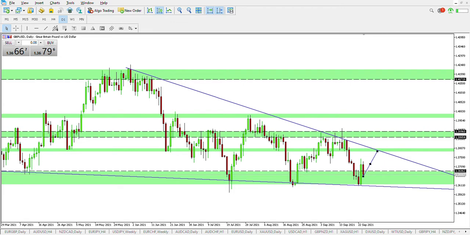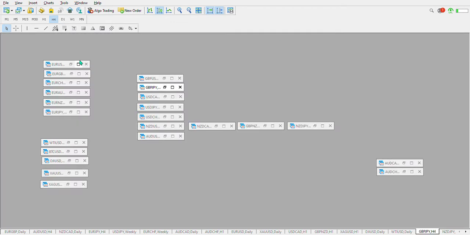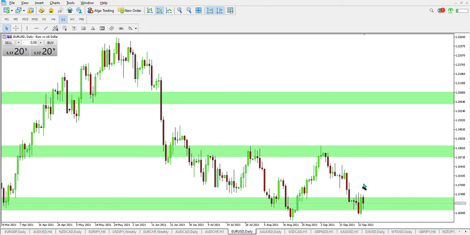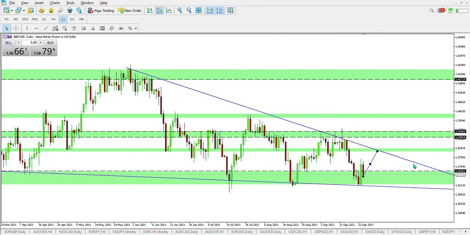Maybe this can be the same as on the euro. We pull back just to these previous highs over here, and then continuation to the downside. That is what is possible.